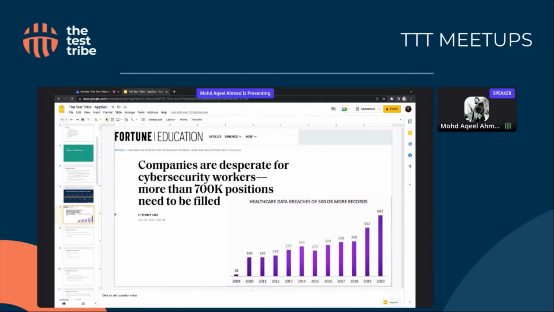So why we are talking about these statistics is to understand the current market status in the security industry, and in general how cyberspace is operating, to get started and to proceed with the security testing area.